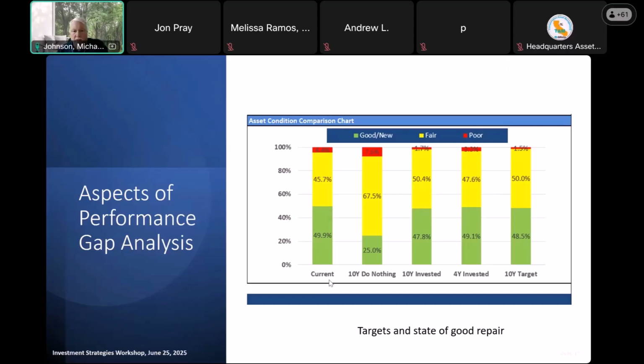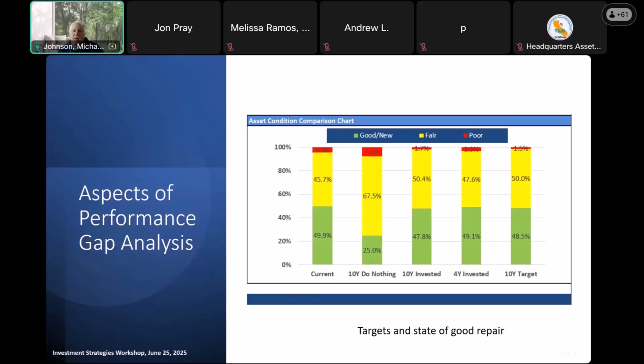So on the very left column, we have your current condition. And then there's a projection of what would happen if you didn't invest anything. So what does your 10-year do nothing scenario look like? And you could see that going from current to doing nothing for the next 10 years obviously results in a greater percentage of poor and a greater percentage of fair and a lesser percentage of good.